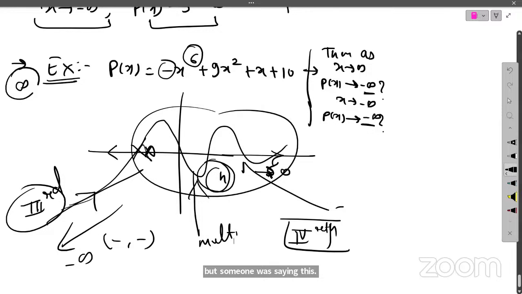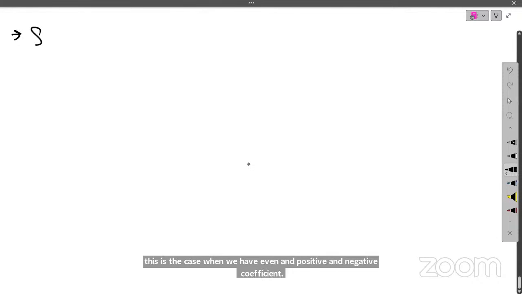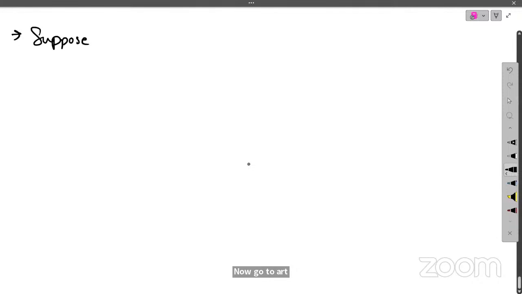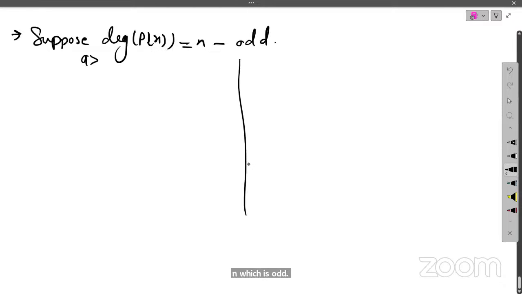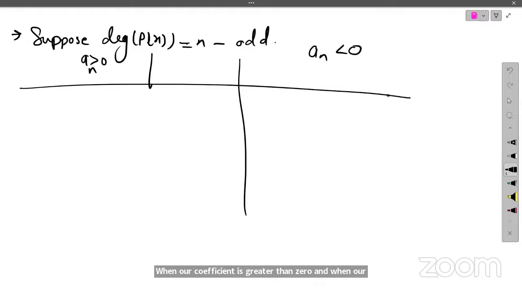Okay, so I think we can go toward the second case. This was the case when we have even degree with positive and negative coefficient. Now go to odd. Suppose the degree of Px is n, which is odd. Here we have two cases, when our leading coefficient is greater than 0 and when it is less than 0. You can remember this via the graph y equals x cubed.